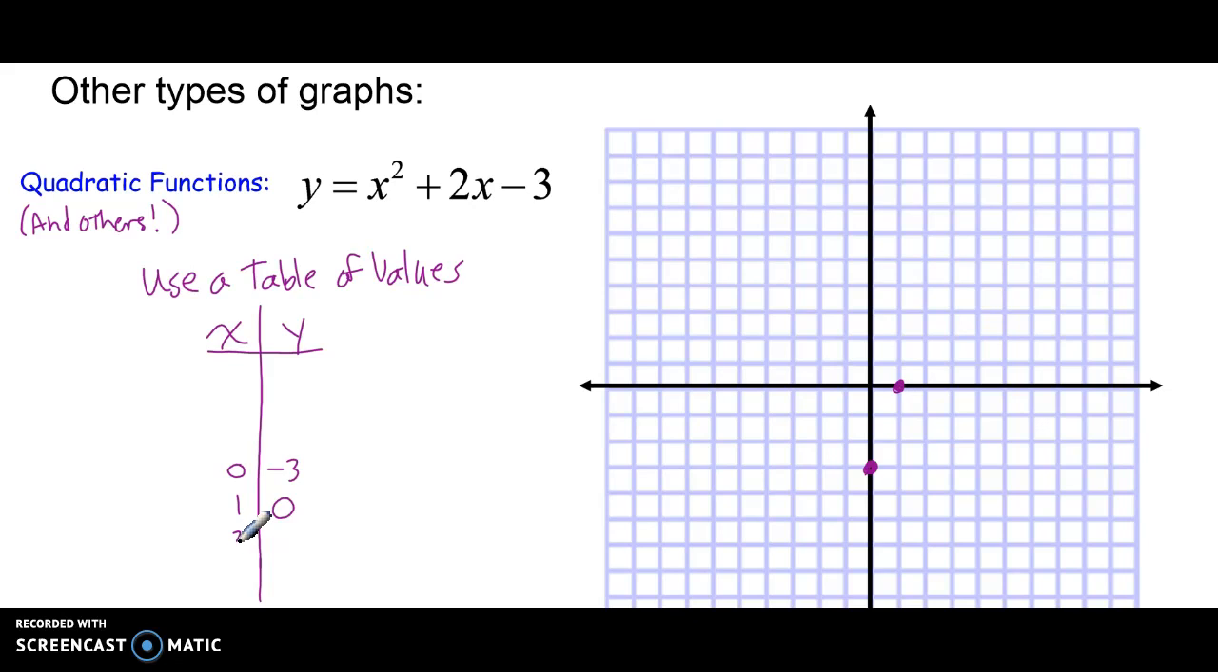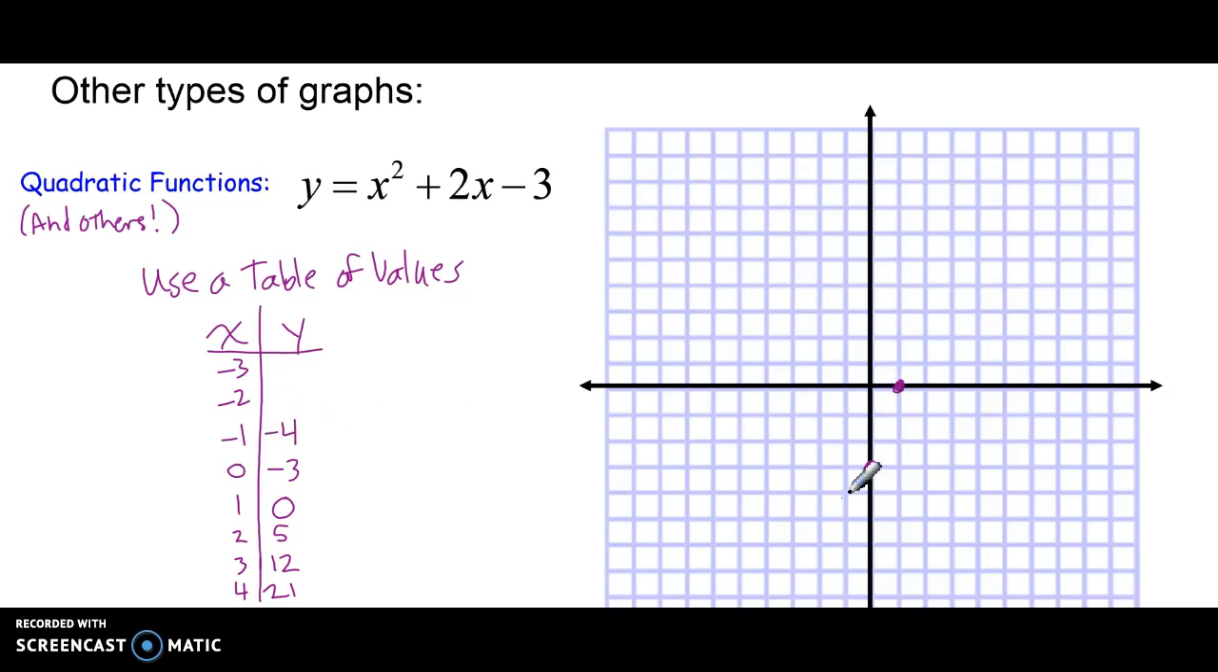You got to plug in 2 and 3 and 4 and try plugging in -1 and -2 and -3 and keep plugging numbers in until you have enough points to see what the thing looks like. If you plug in 2, you get 5. You plug in 3, you get 12. Plug in 4, let's see, 16 and 8 is 24. You get 21. Going in the other direction, if you plug in -1, you get -4.